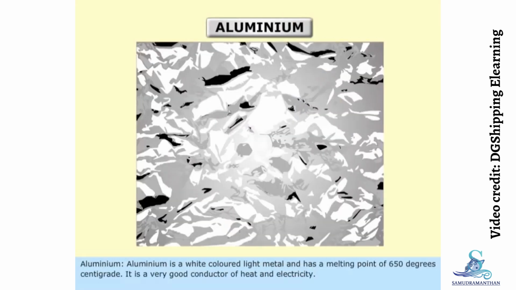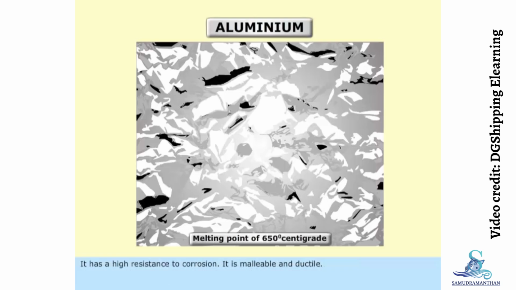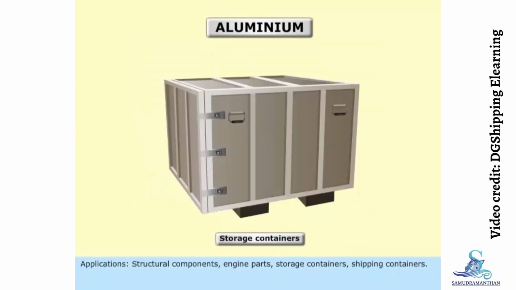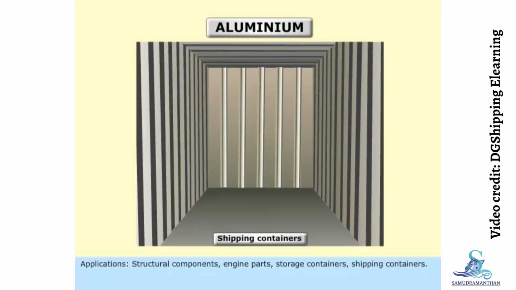Aluminum. Aluminum is a white-colored light metal and has a melting point of 650 degrees centigrade. It is a very good conductor of heat and electricity. It has a high resistance to corrosion. It is malleable and ductile. Applications: structural components, engine parts, storage containers, shipping containers.